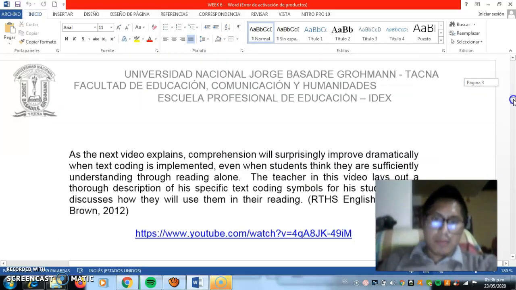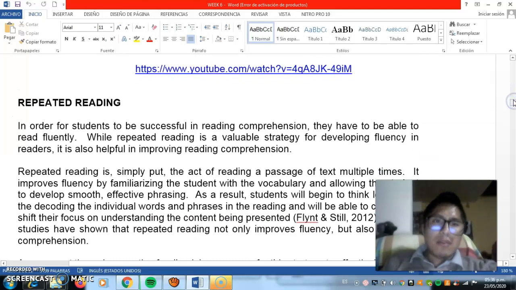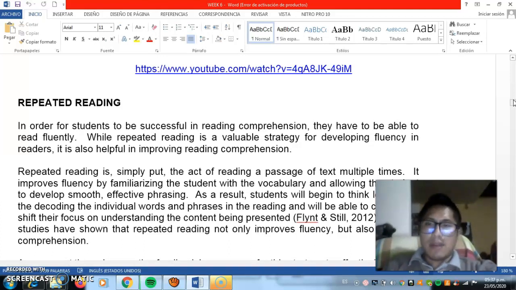There is a video to help you. Repeated reading. In order for students to be successful in reading comprehension, they have to be able to read fluently. Why repeated reading is a valuable strategy for developing fluency in readers. It is also helpful in improving reading comprehension.